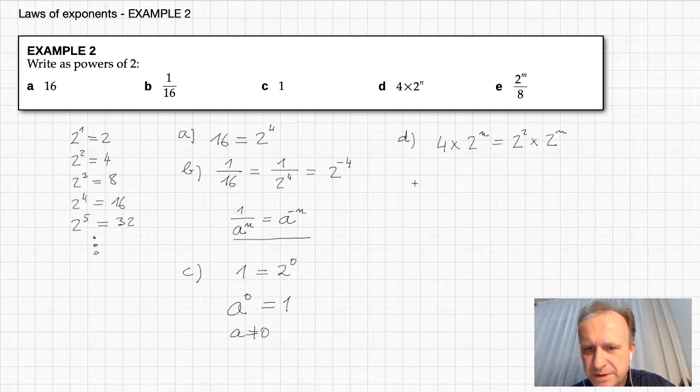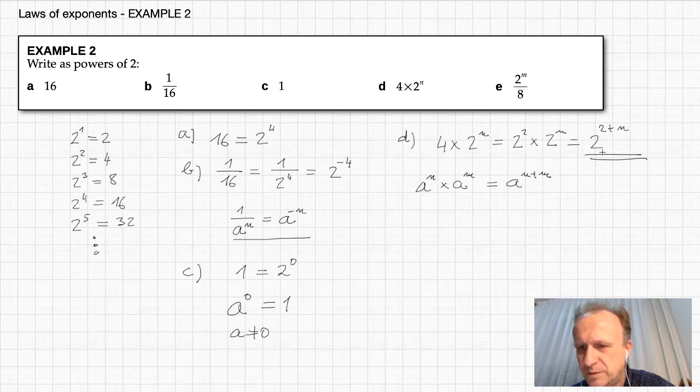Now, if you invoke the law that a to the power of n times a to the power of m equals a to the power of n plus m, in this case a corresponds to 2, it's the base, n is 2, while m is this n here, what you get is 2 raised to the power of 2 plus n. Okay, so this should be the answer for part D. You can write it also as 2 to the power of n plus 2. You can exchange the order of these two without any effect on the value of the expression.